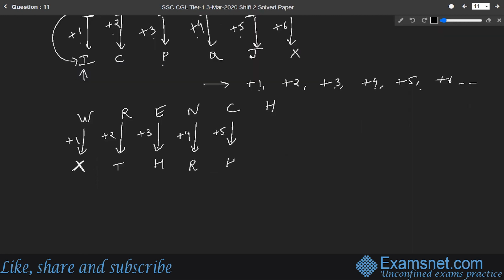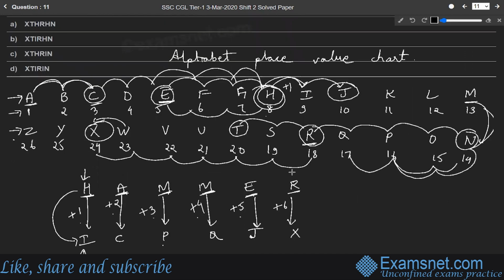And the last is H. H plus 6. So let us see what is H plus 6. H is present in the 8th position. H plus 6 means 1, 2, 3, 4, 5 and 6. So H plus 6 gives N.